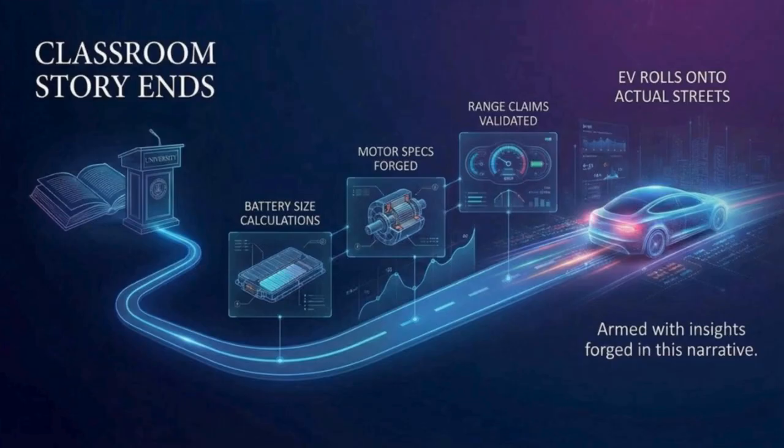The driving cycle is the heartbeat of EV design. It defines motor peak power, it defines battery energy in kilowatt hours, it shapes controller logic, and it supports accurate range predictions. This script is not optional. It is the non-negotiable blueprint that anchors performance, efficiency, and reliability.